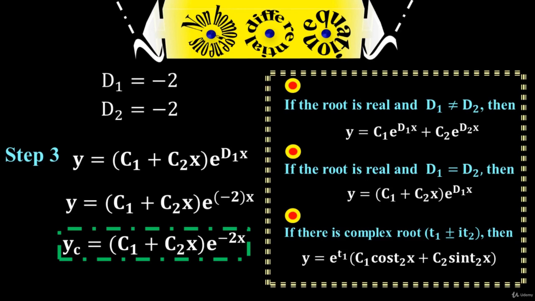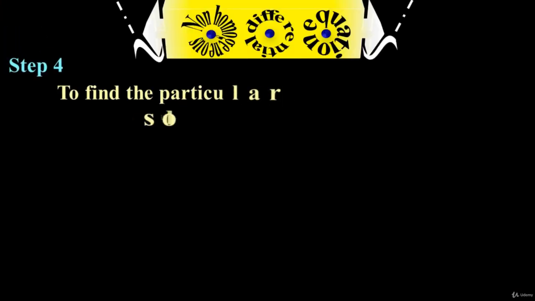Now, as we have seen from the start till here, everything is similar to what we have done for second order homogeneous differential equation in the previous topic. These steps are exactly similar. But the process onward from this is different. We have one extra step, which is step 4, to find the particular solution. Step number 4, to find the particular solution, y sub p.